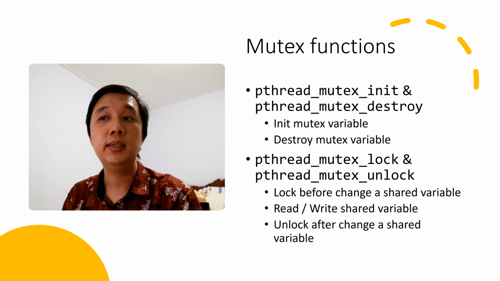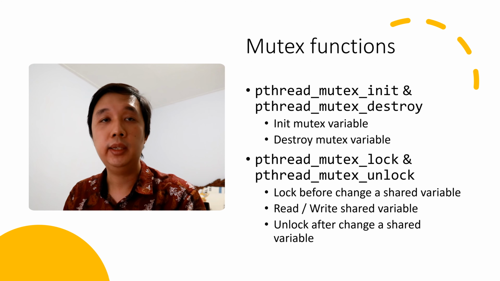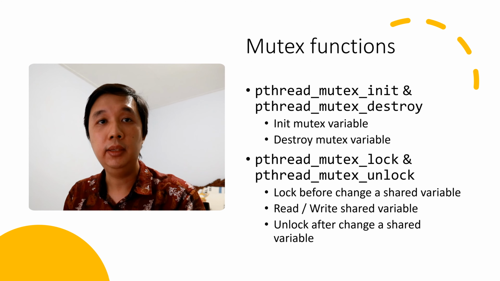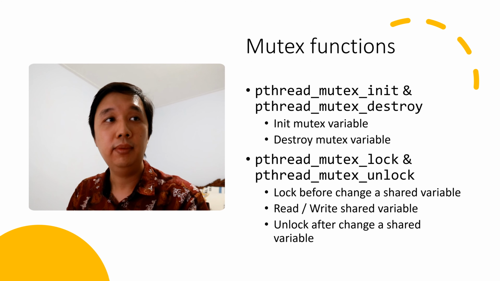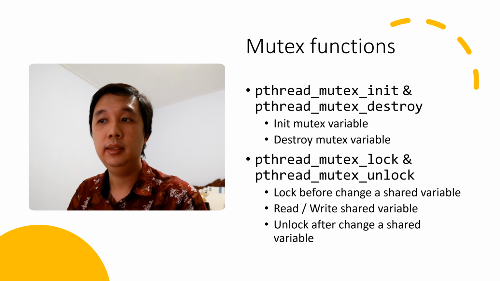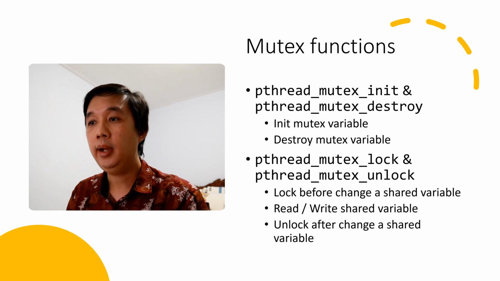There are four mutex functions that I use in the example apps. First and second are mutex init and mutex destroy. These will initialize and destroy the mutex identifier. And the second are mutex lock and mutex unlock. This will be used to lock the mutex so that every other application that stumbles upon this mutex lock will wait for the first mutex caller to finish and unlock the thread. You must use mutex lock and unlock before you read or write a shared variable.